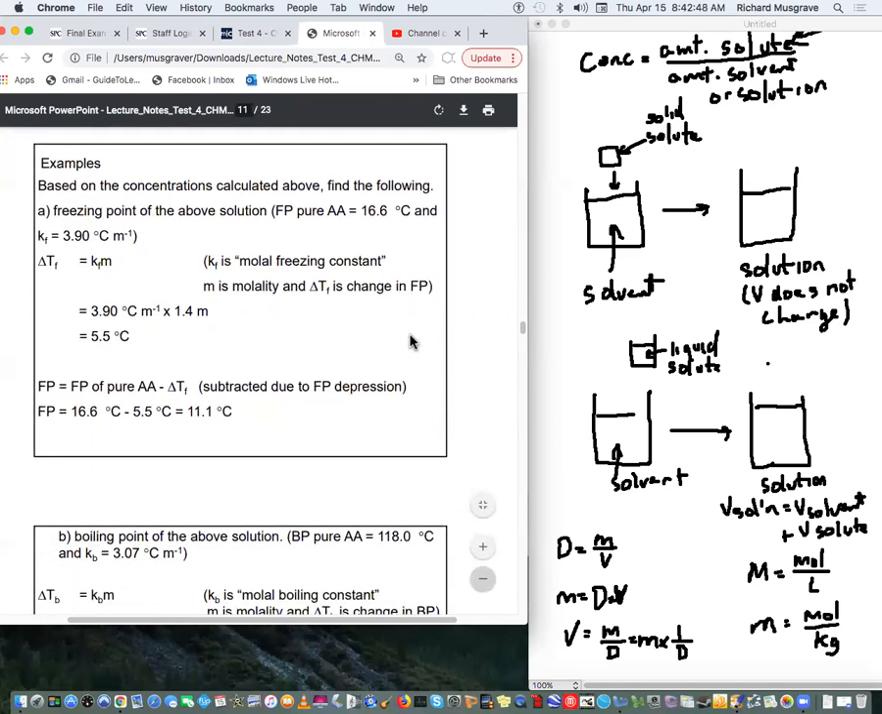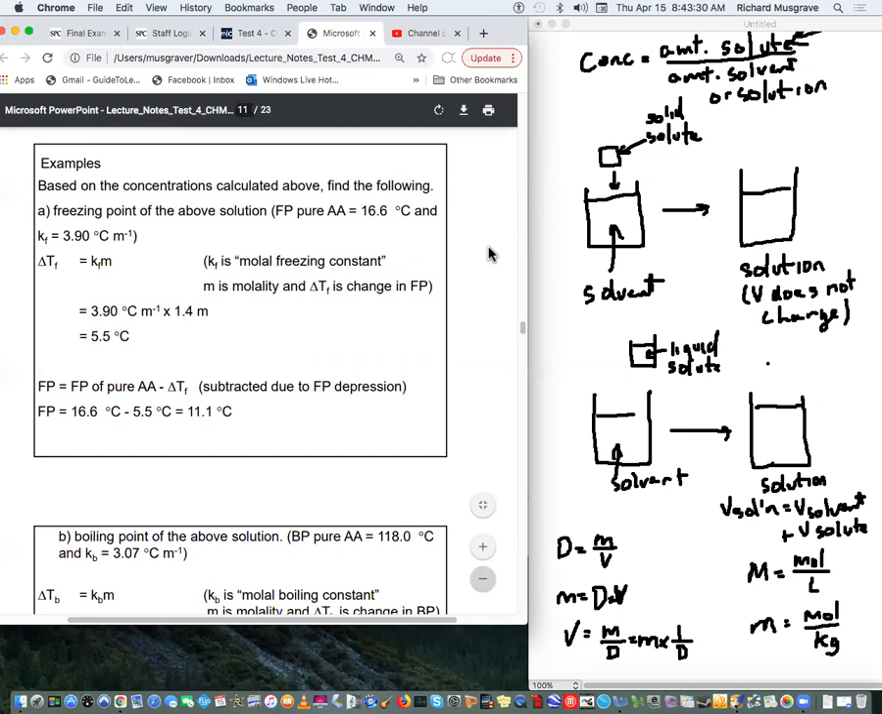All right, so let's look at some examples and how we can apply what we've talked about previously to colligative property calculations. Okay, so we've got the freezing point. Now here I'm using the concentrations that I calculated at the beginning of the class to do these specific examples. Now this is actually a lab you did way back at the very beginning of the course, and we actually worked out the molal freezing constant of water, if you'll recall.